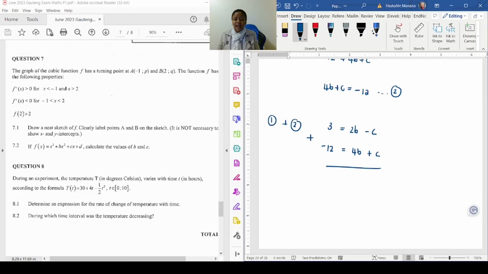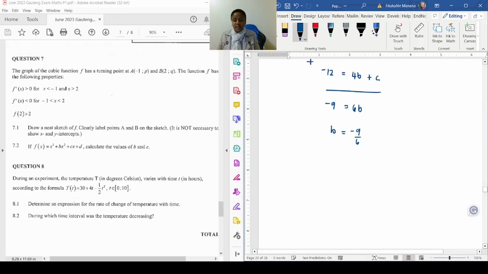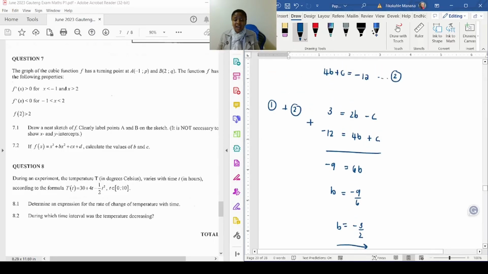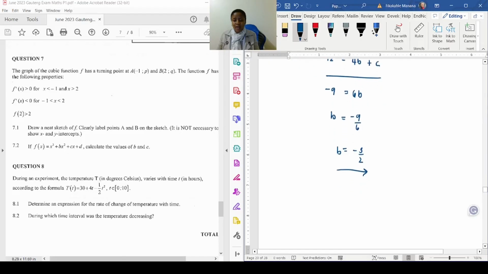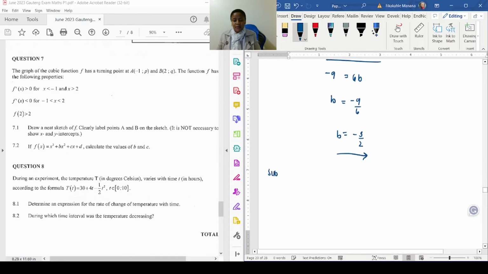Let's just see. So if I add both equations, 3 minus 12 will give me -9, and then 2b plus 4b, that's just 6b, and then the c's cancel like we said, so therefore b would be -9 over 6, and if we simplify that, that would be -3 over 2. So then I'm going to take this b and substitute it in an easy equation, and I feel like equation 1 is the easier of the two.